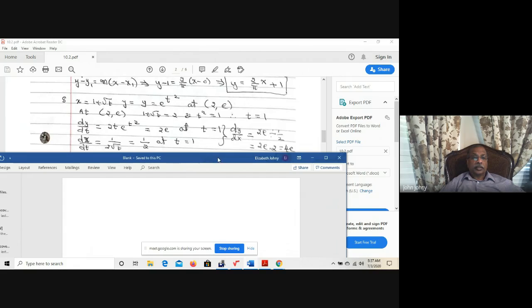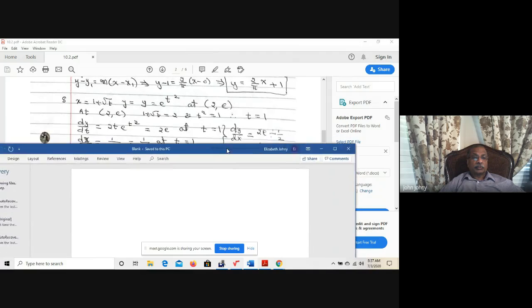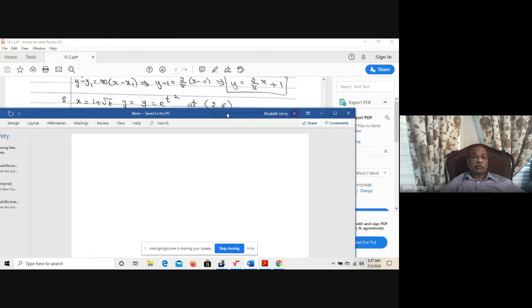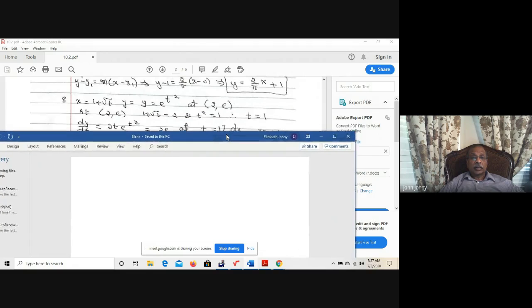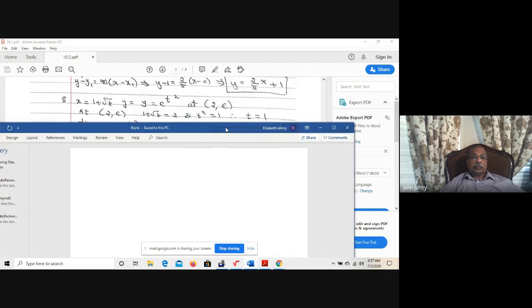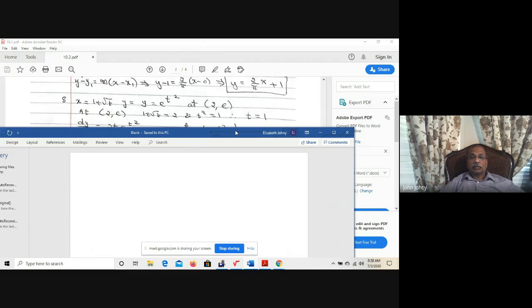Question number 8. x is equal to 1 plus square root of t, y is equal to e^(t²), at the point (2, e). In this case, the point is given. So x is 2 and y is e. So you have to figure out what t is. So at (2, e), 1 plus square root of t is equal to 2 and t² is equal to 1. e^(t²) is e means t² is equal to 1. So t must be equal to 1.